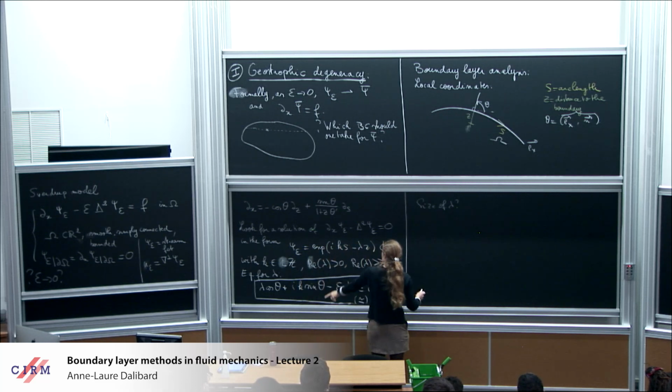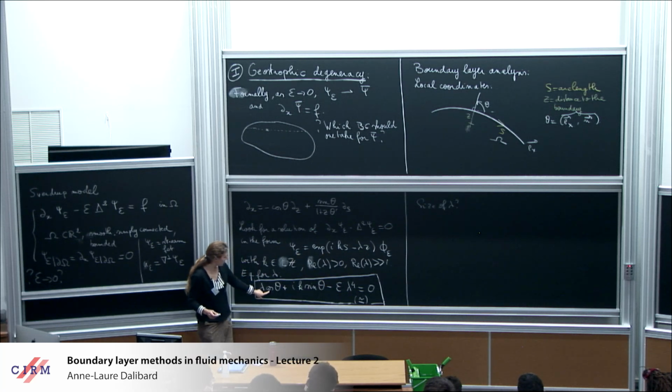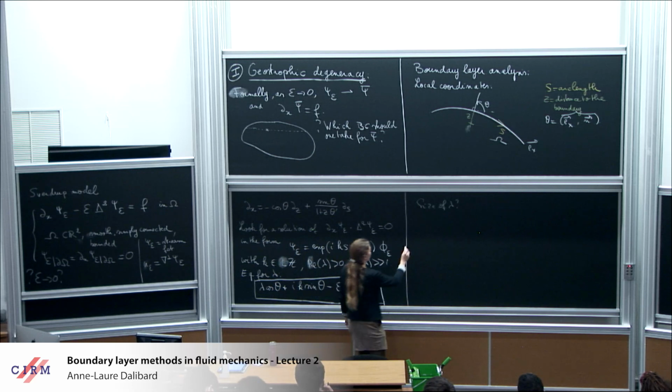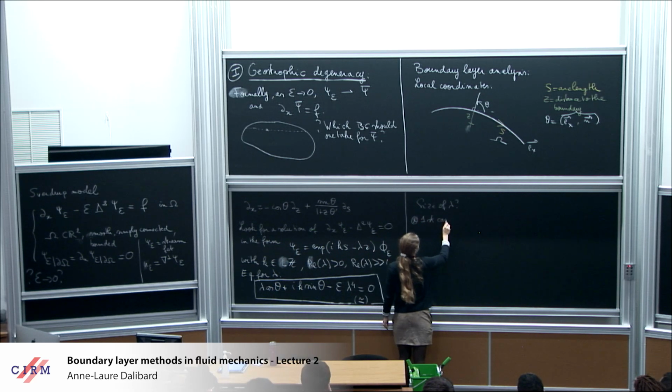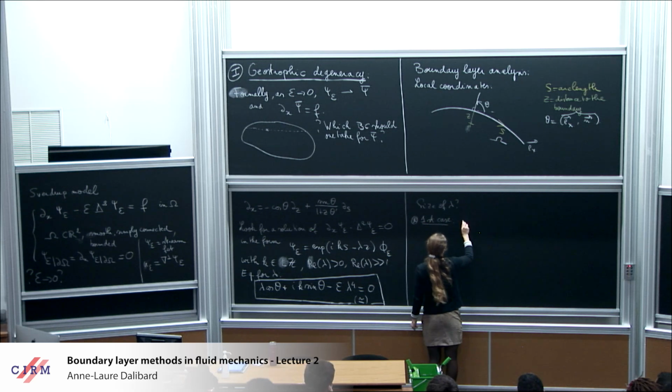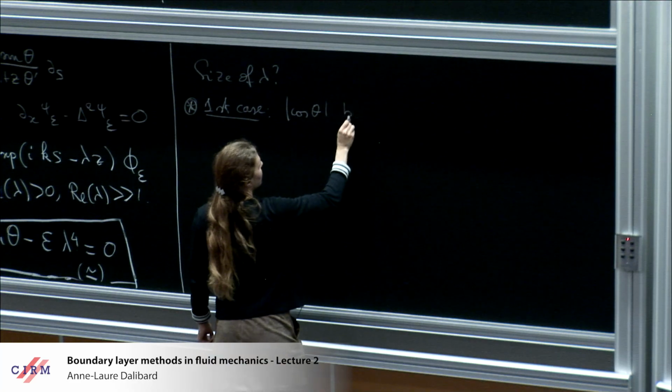Okay, so when you look at this equation and you try to see what the size of lambda is, you see that there are different regimes depending on whether or not cosine of theta will be close to 0. So there is a first case when cosine of theta is far from 0, so bounded away from 0.